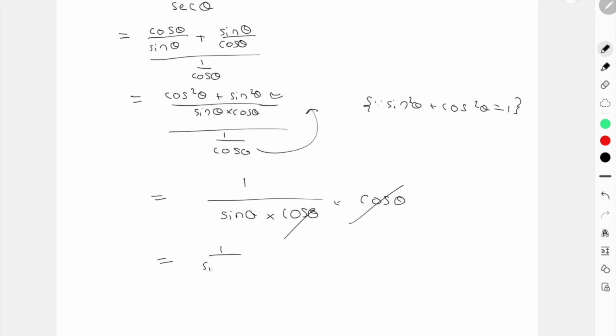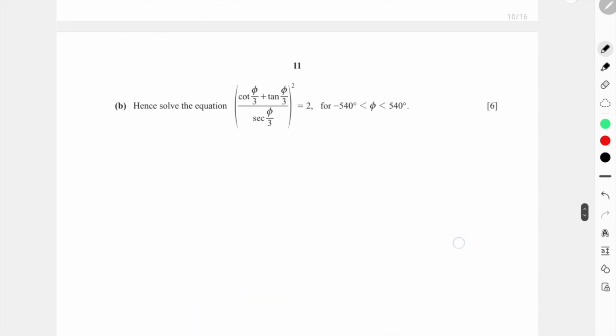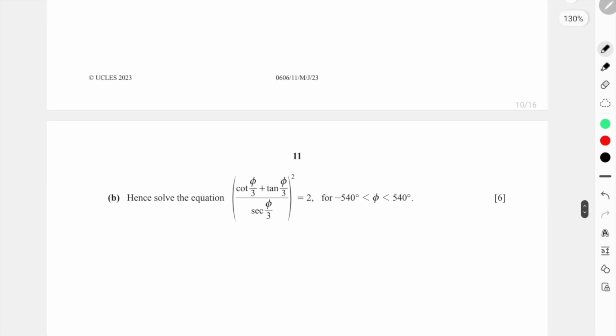And so we're left with 1 by sine theta. And we know that 1 by sine theta is basically cosecant theta. And so with that, we're done.